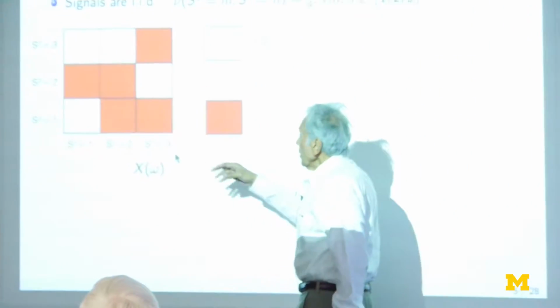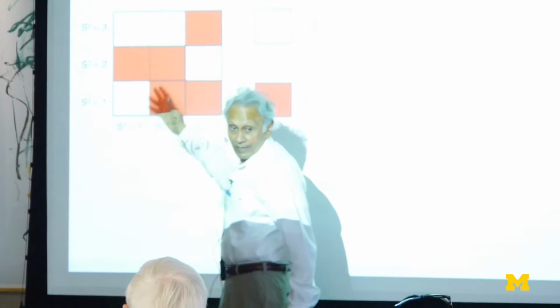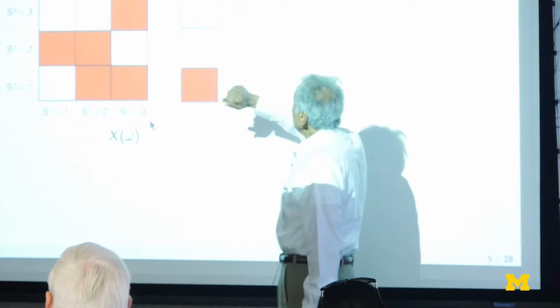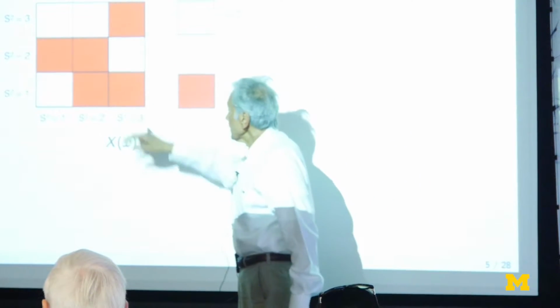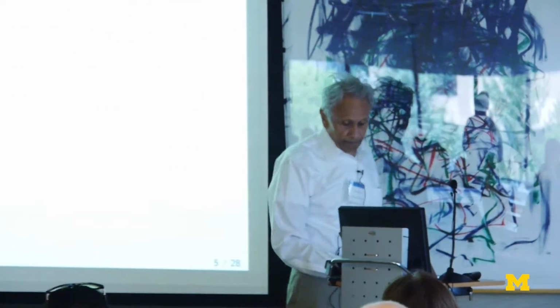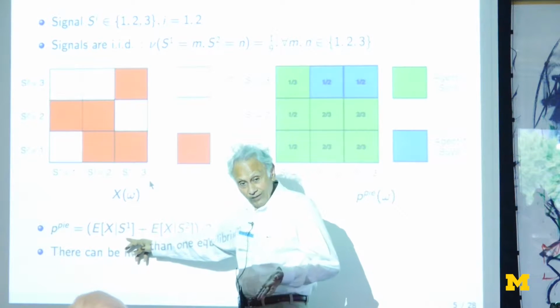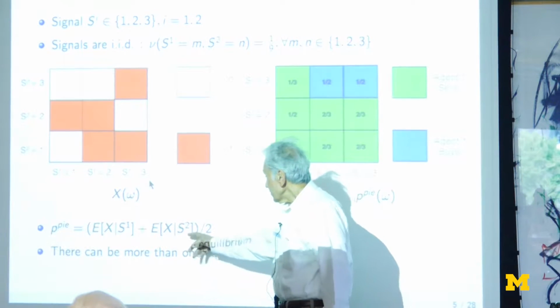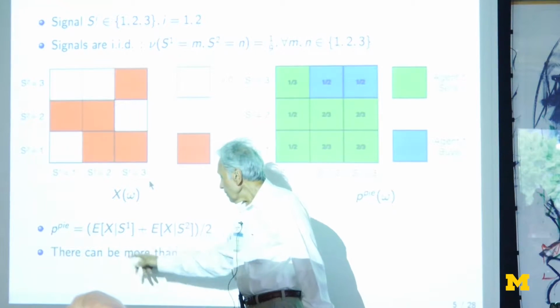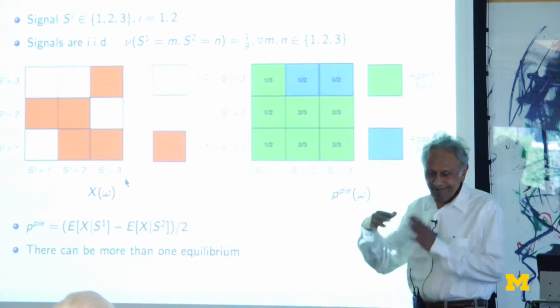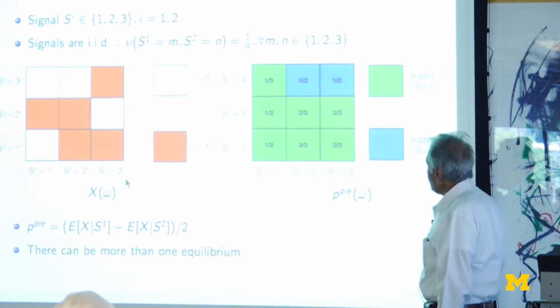The distribution of omega will be determined by the distribution of S, because omega is just the product of the S's. And they're going to be independent and uniform. So the probability of any particular omega will be 1 over 9. So let me propose a particular partial information equilibrium. Namely, take the value of the conditional expectation of x as far as S1 is concerned, say agent 1, and agent 2 as well. That's the value that agent 1 places on the asset, and the value that agent 2 places on the asset, conditioned on what they know. So I'll just take the average. And it's easy to see that one will sell and the other one will buy.